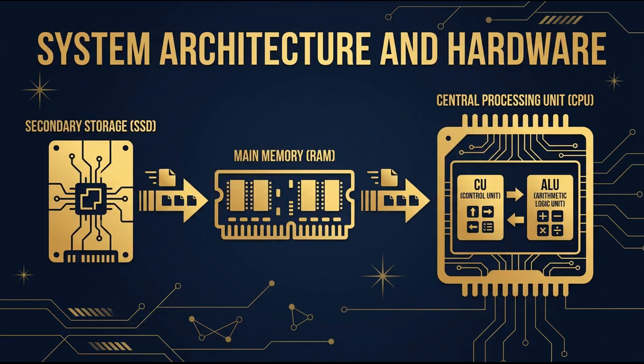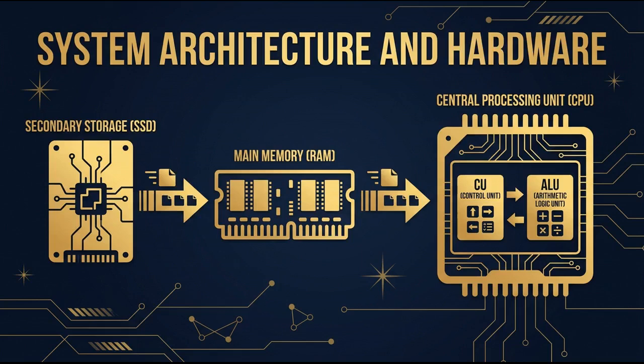RAM acts as working memory. It allows read and write access for running programs, but is volatile, meaning its contents are lost when power is removed. So when you open a file, it moves from permanent secondary storage into RAM, where the CPU can rapidly fetch and execute its instructions.